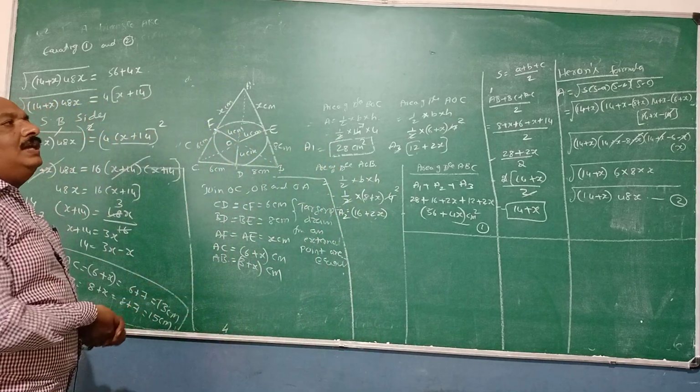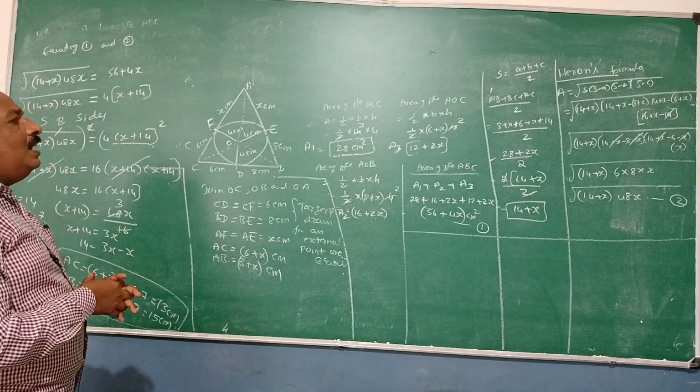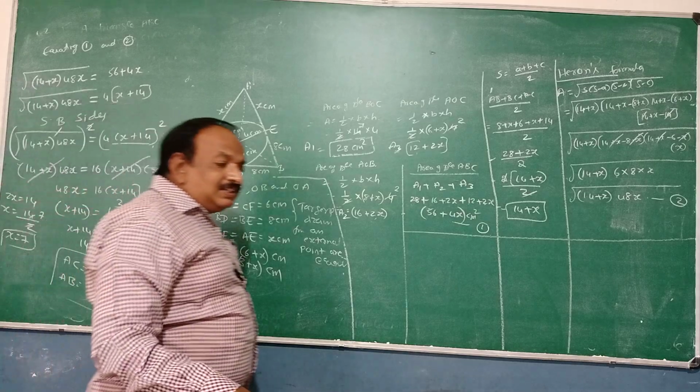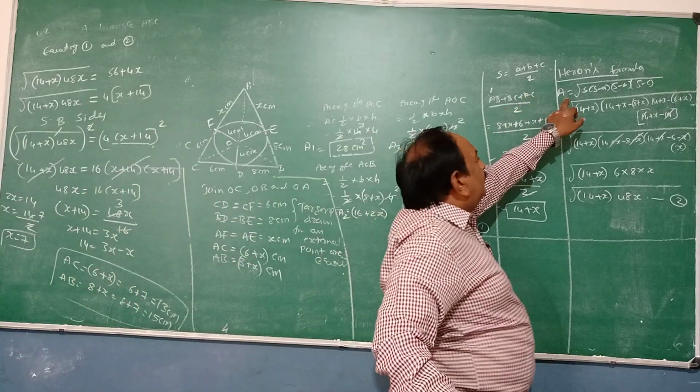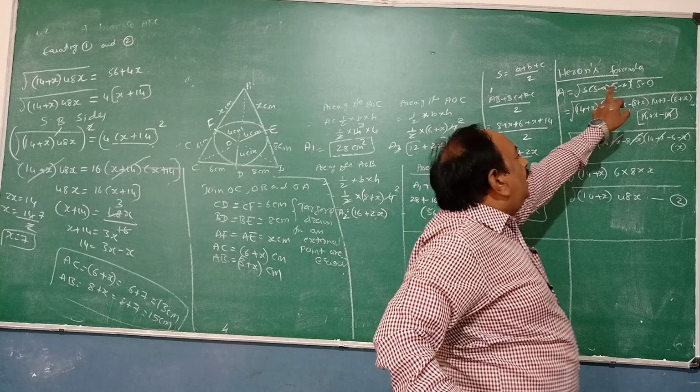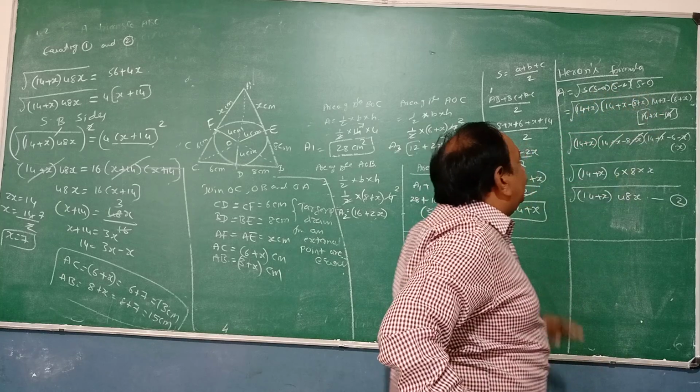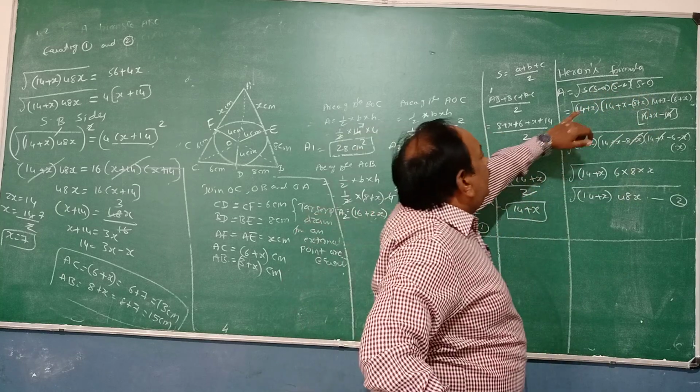We are going to apply Heron's formula for this problem. What does Heron's formula tell us? A is equal to the root of S into S minus A into S minus B into S minus C. That is equal to, what is S?